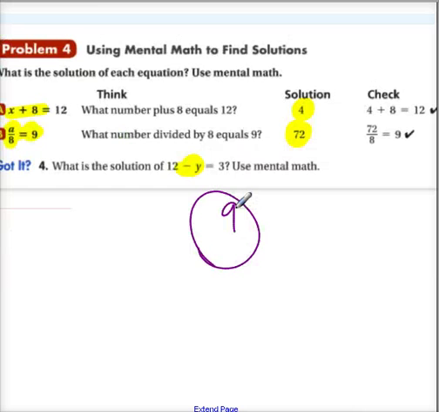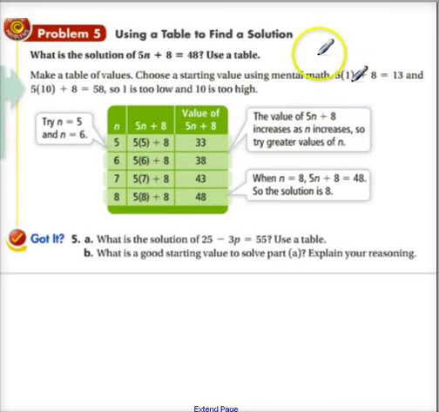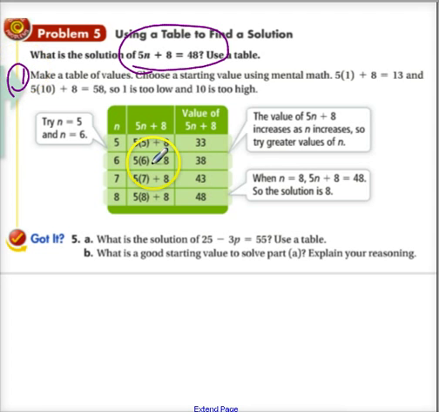Oops, I skipped one, sorry. Using a table to find a solution. So this is all dealing with equations. Here's an equation. Use a table to find the solutions. First step, make a table of values. Choose a starting value using mental math. So if we have 5 times a number plus 8 equals 48, we're trying to see what the solution is for n. Well, we're going to make a table.